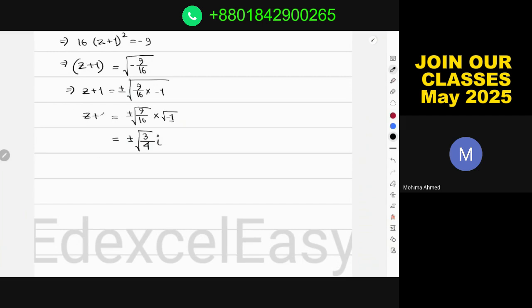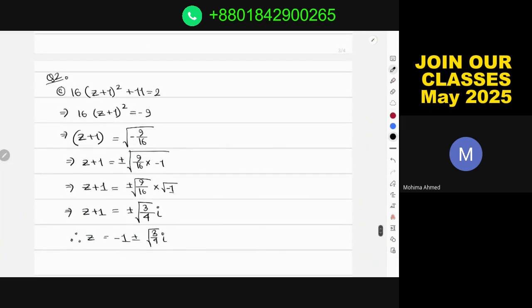So this is plus minus 3 over 4, and the root of minus 1 was i. Previously, on the left-hand side, you still have another 1 left. So if you take this 1 to the right-hand side, this is how the two roots are supposed to look: minus 1 plus minus 3 over 4 i, right? And this is it for question 2C.